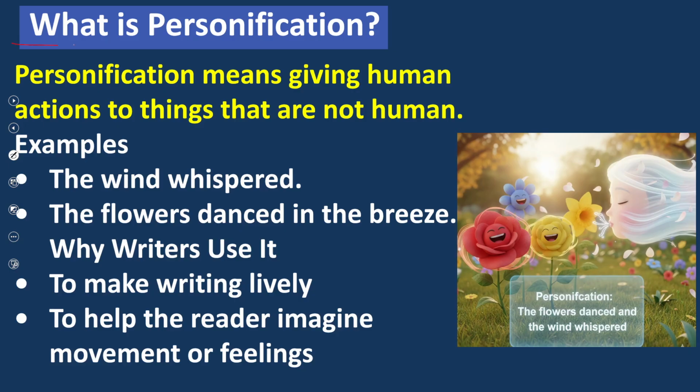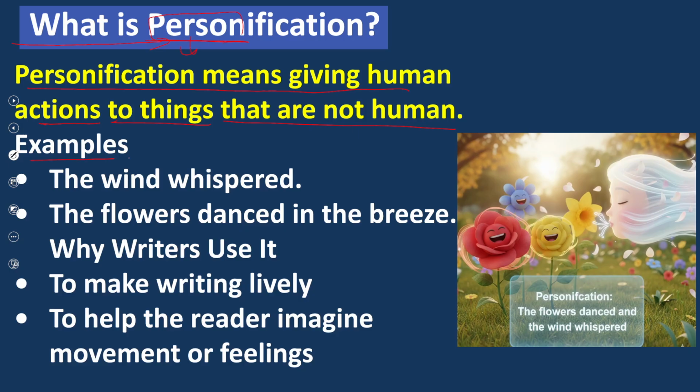Look at this. What is personification? First of all, before going towards its definition, I would like to explain this particular word. Now, look at this, the first part of this word, person and fication. It means to make something like a person. Person means a living human being. Yes. So, look at the statement or the definition. Personification means giving human actions or human qualities to things that are not human. It means things that are not living beings.